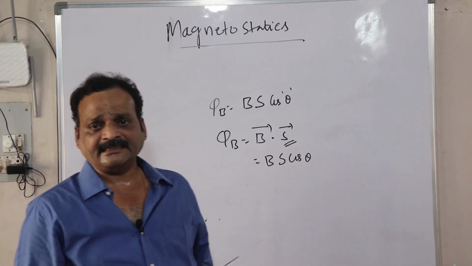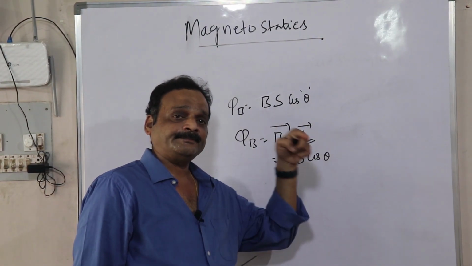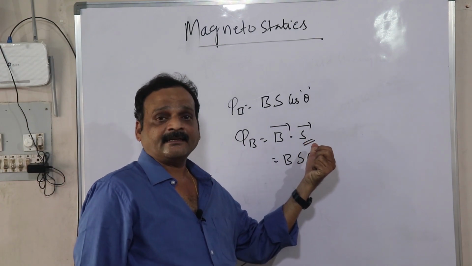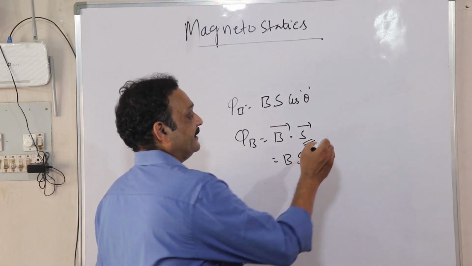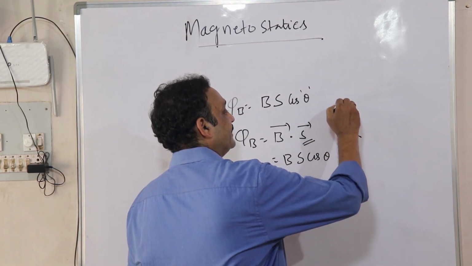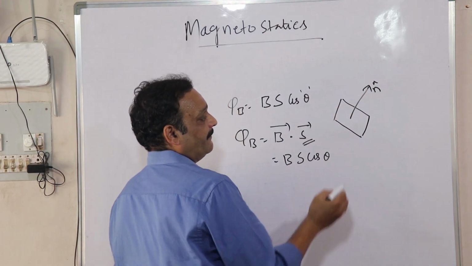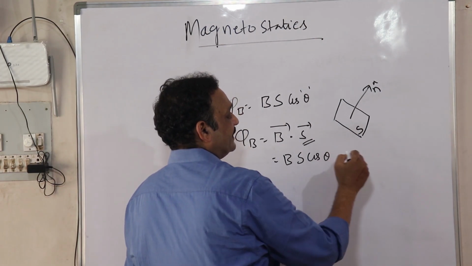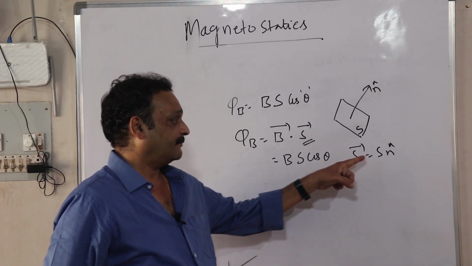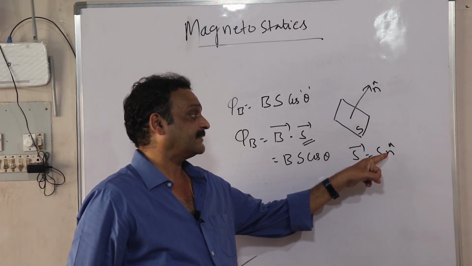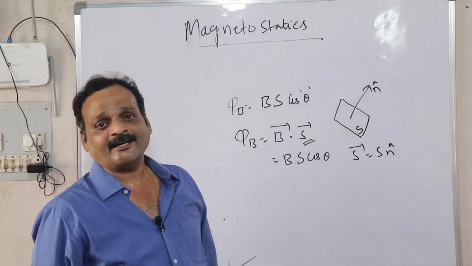But S bar is area. Area is in general not a vector, it has only magnitude. So I'll convert that scalar area into a vector by assigning some direction to it. What is the direction assigned to the area? It is always normal to the area. If the area is like this, I will draw one normal, n cap, like this. S bar is equal to S into n cap. This means the vector S bar has magnitude S, its area, and its direction is normal, the outward drawn normal to the surface, we say.